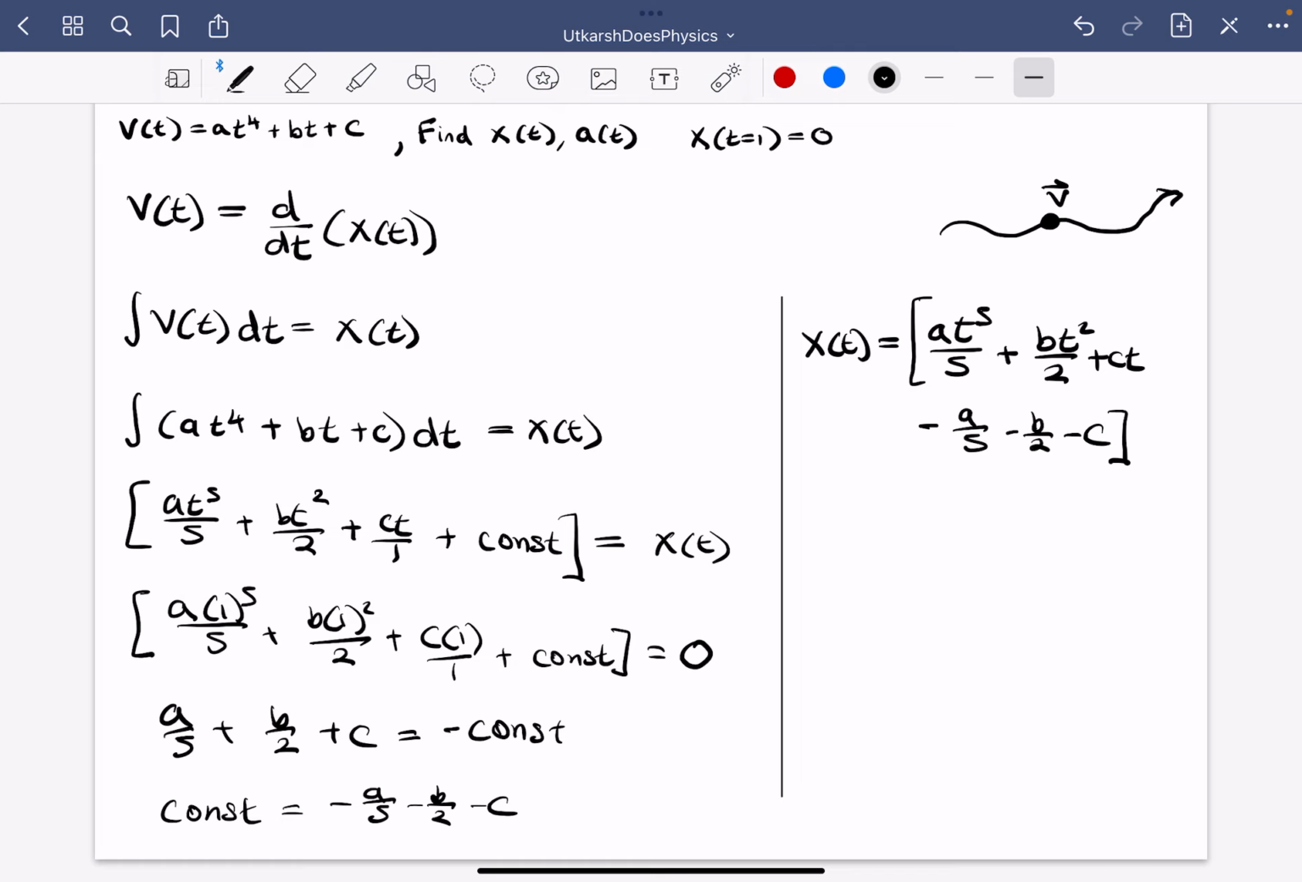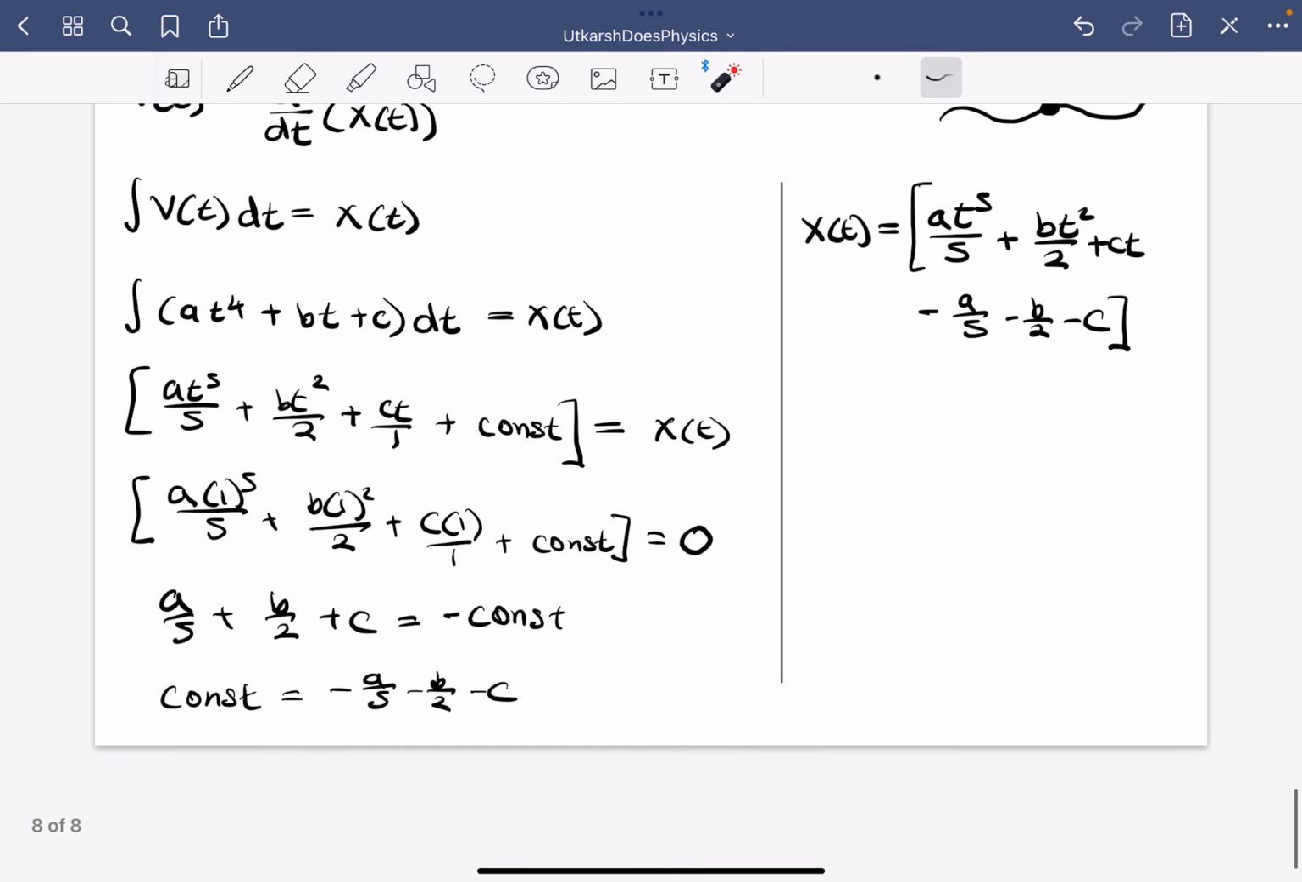It's very easy to get confused with your integration constants if they already have a c in your equation, which is why I prefer to just use the word constant. So then it's harder to get confused when you also have a c in there. So great, we found position, and now we're going to find the acceleration.